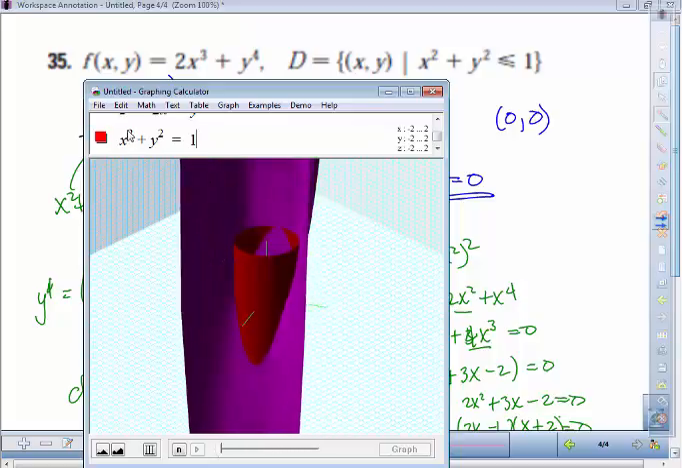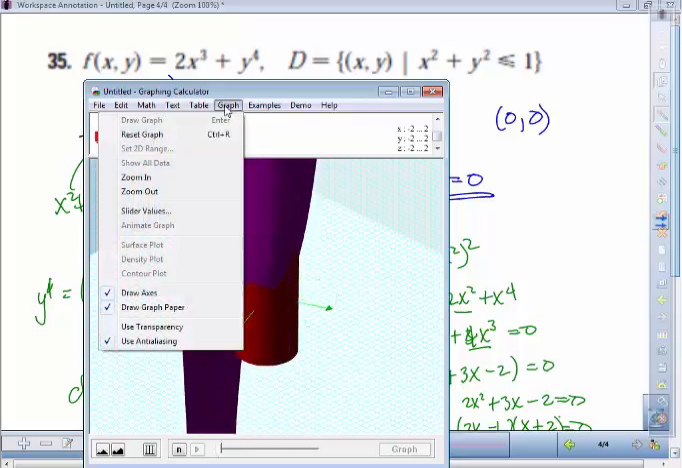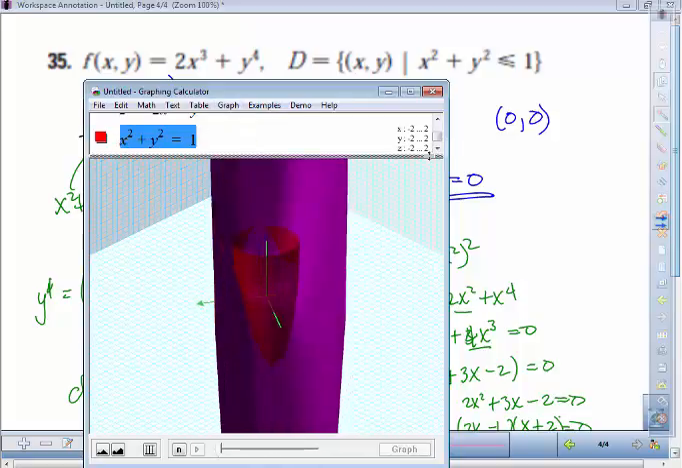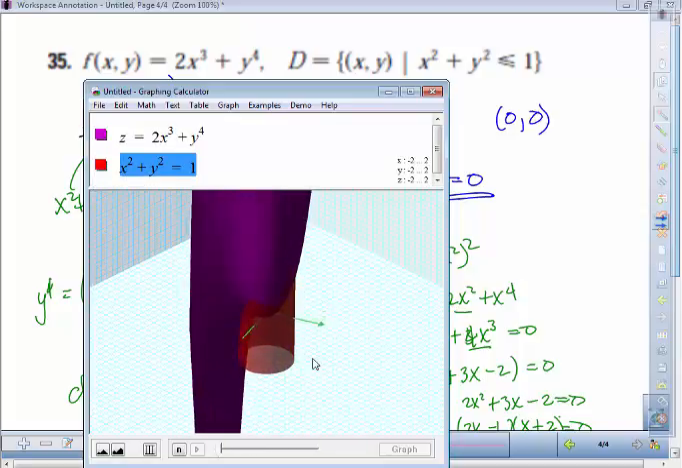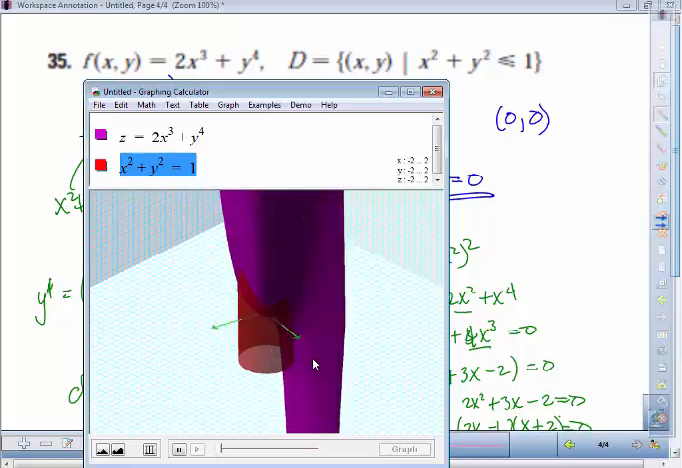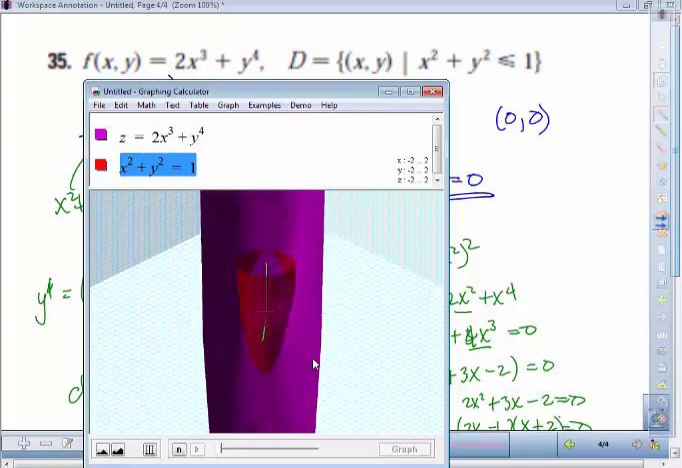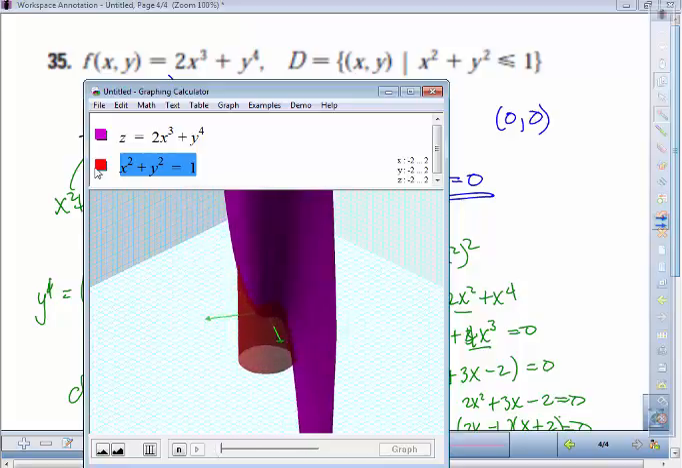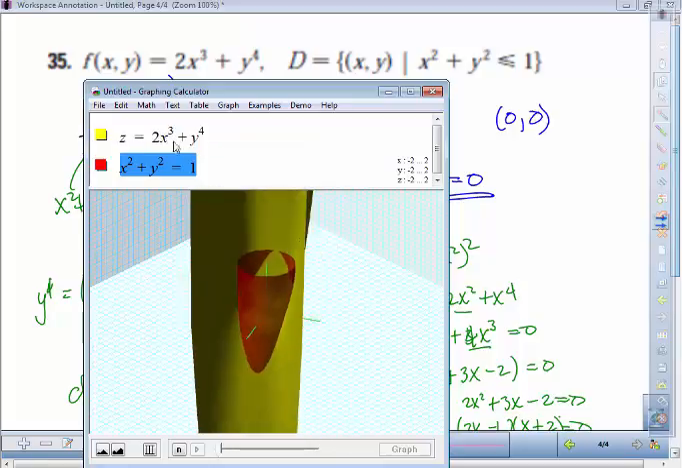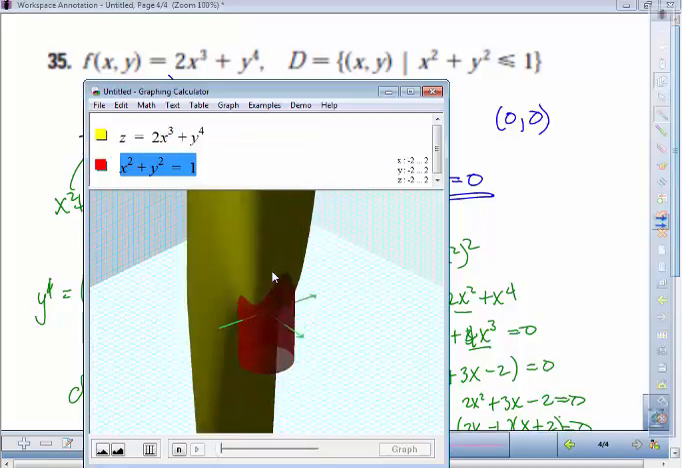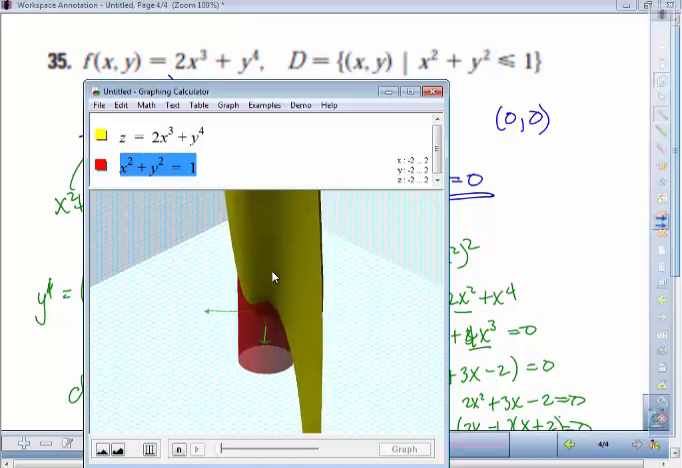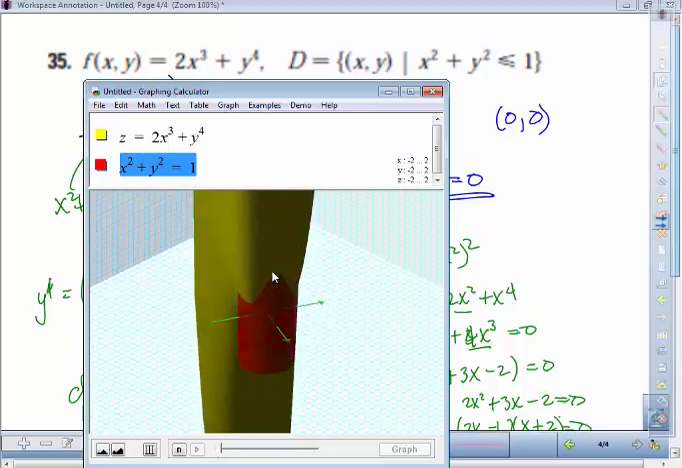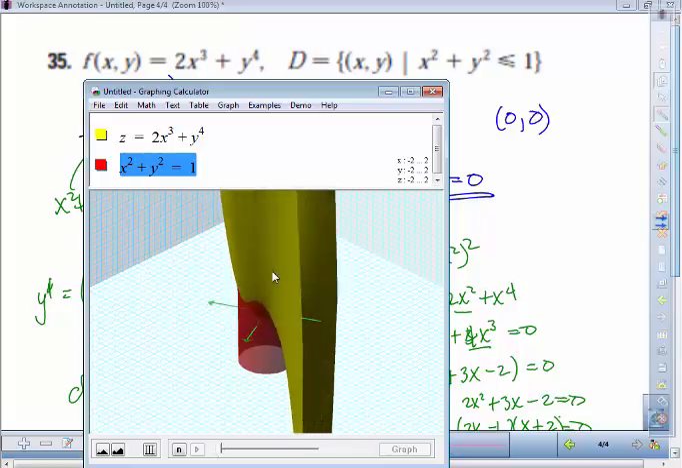Hard to see. Let's see if we can change colors and do some other fancy stuff. But what we're concerned about, ooh, I think we got something wrong here. What we're looking for is, we're going to try to ignore everything else that's outside of the cylinder and just focus on what's inside of the cylinder. And we're trying to find the maximum and minimum values in there.